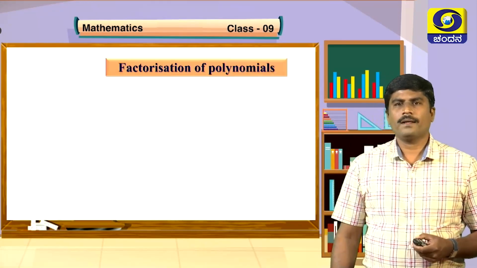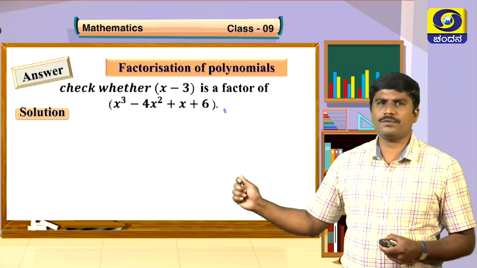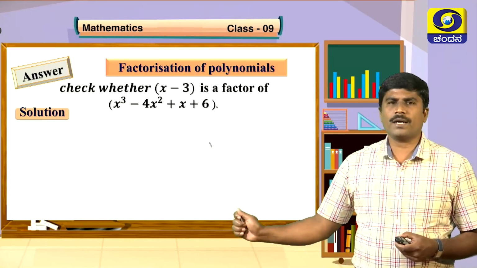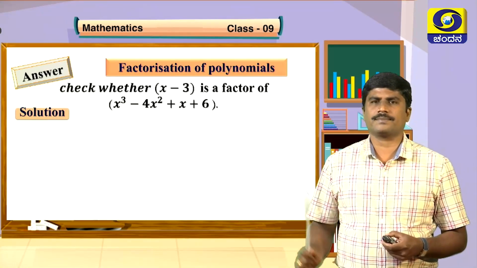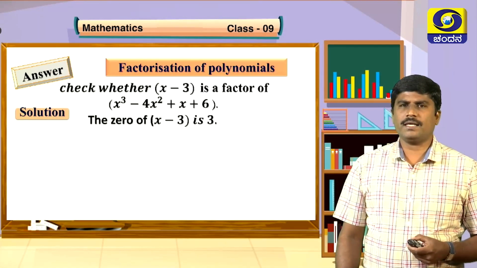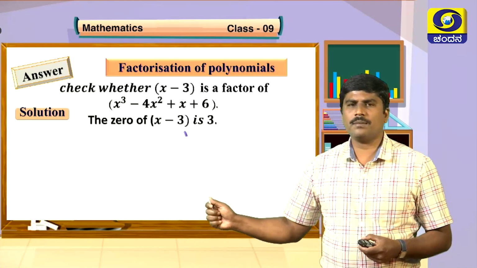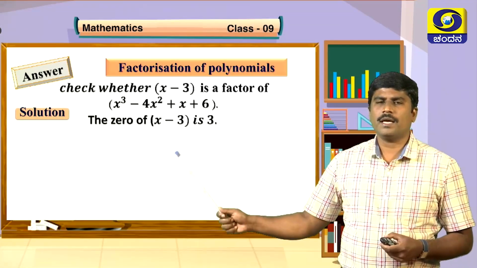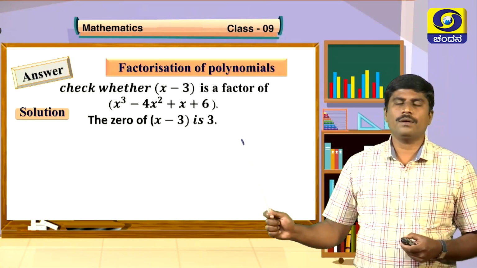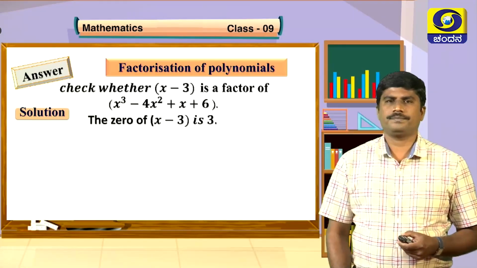Okay, let's move on to the factorization of polynomials. In the last class I gave you this problem: check whether x minus 3 is a factor of x cube minus 4x square plus x plus 6. The zero of x minus 3 is 3, because if you put the value x is equal to 3, 3 minus 3 is equal to 0. That means the value of x minus 3 becomes 0.